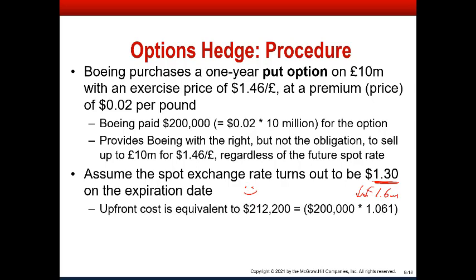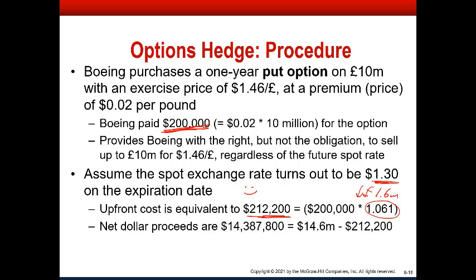The upfront cost is more than just the premium, because there's the dollar outlay, but then there's also the opportunity cost of those dollars. What else could they have done with those $200,000 rather than buy the option? Well, they could have invested them at the U.S. interest rate of 6.1%, and that would have earned them $12,200 over the year. So the total cost of the option is actually a little bit more than just the cash outlay. We have to account for that opportunity cost of capital as well.